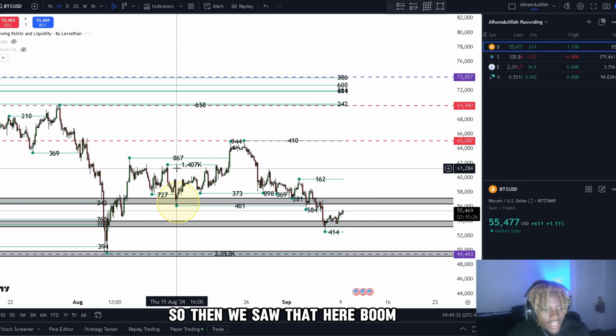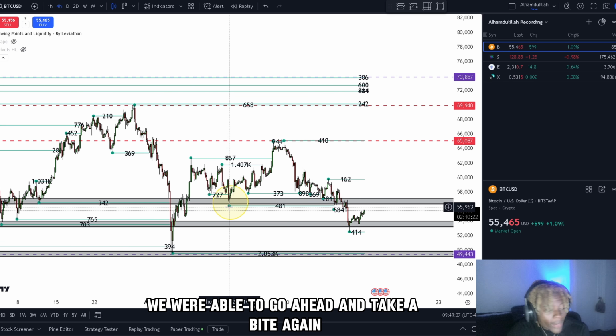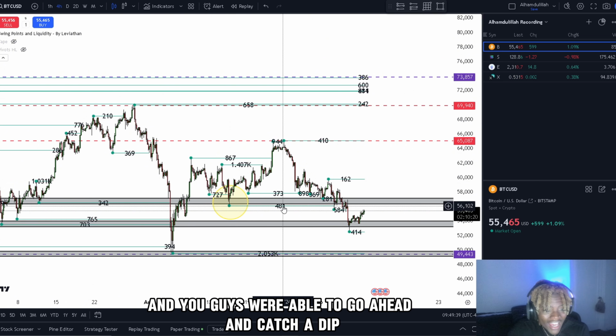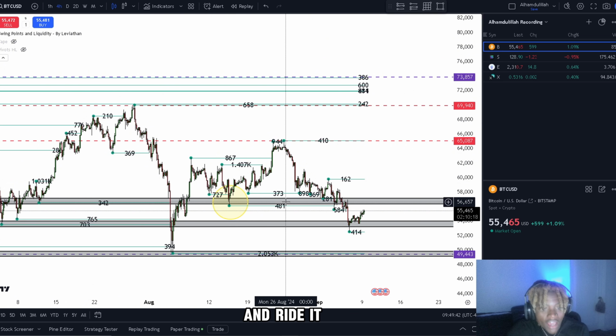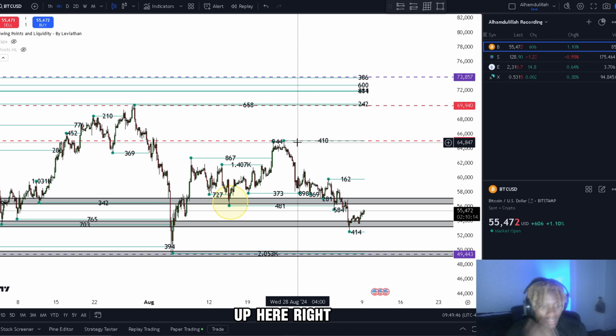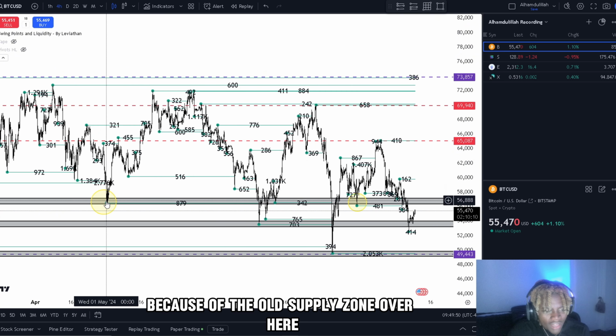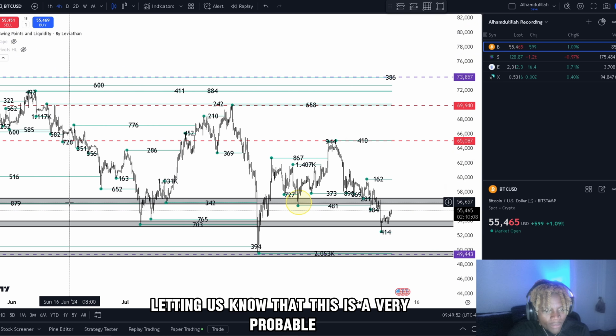So then we saw that here, boom, Thursday the 15th. Once price came into our supply zone, we were able to take a buy again. And you were able to catch a dip and ride it all the way back up to this next resistance point up here, right? And remember, guys, we caught this because of the old supply zone over here, letting us know that this is a very probable bounce area.